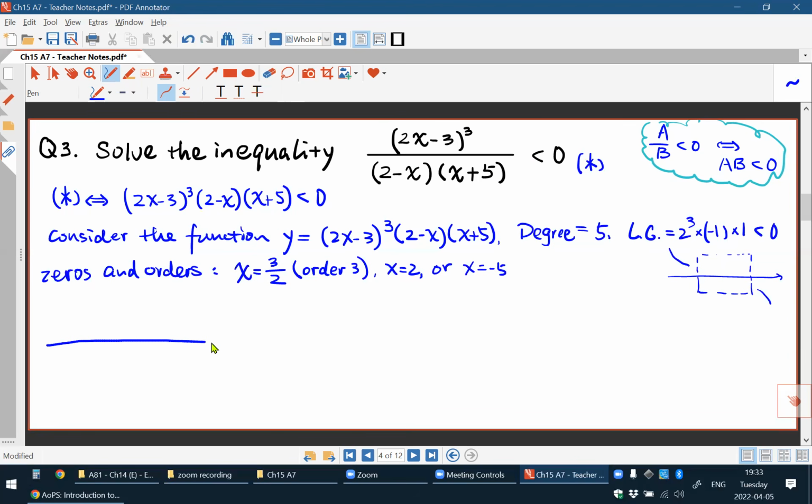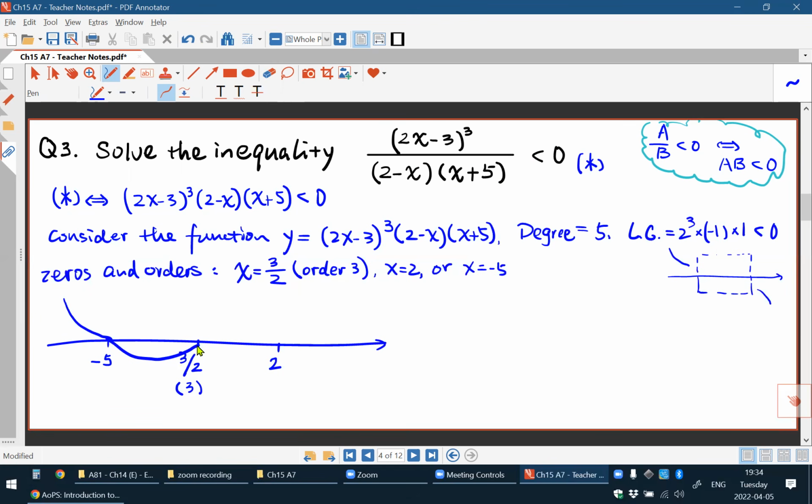So based on this information, we can sketch the graph of this function. Smallest 0 is x equals -5, followed by x being 3/2, then the largest 0 is x being 2. And remember that x being 3/2 has order 3. And then as x goes all the way from -infinity to the first 0, this function will look like this. Then at the first 0, because it has order 1, it will cross this point and then go all the way to the next 0.